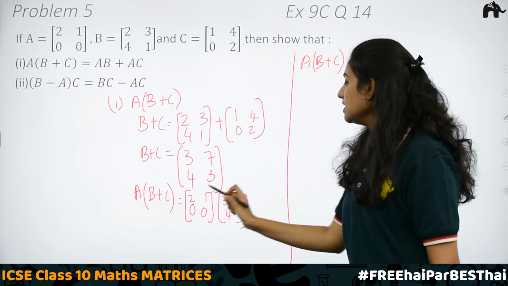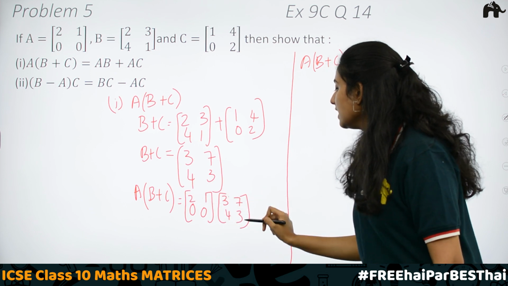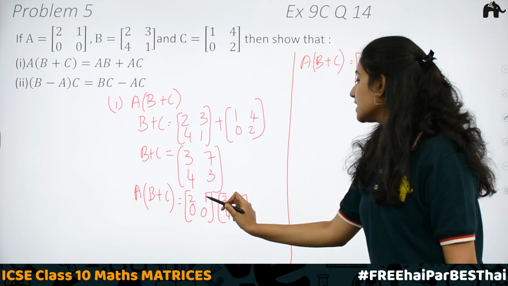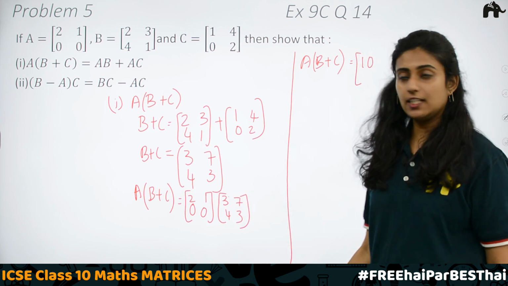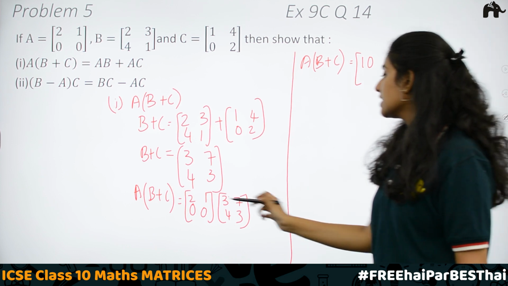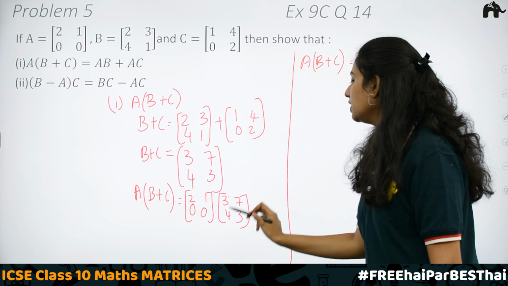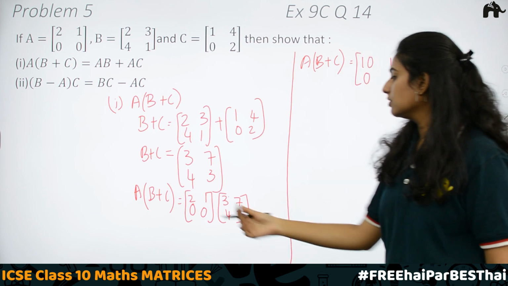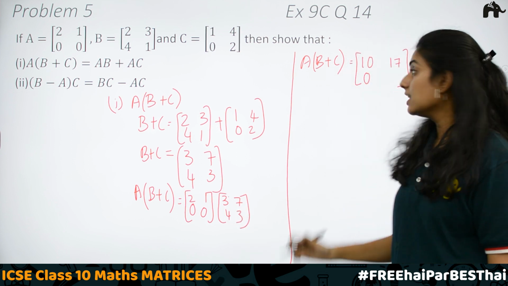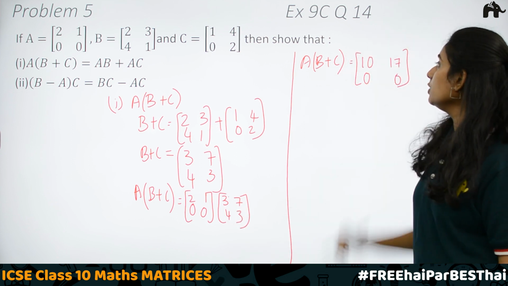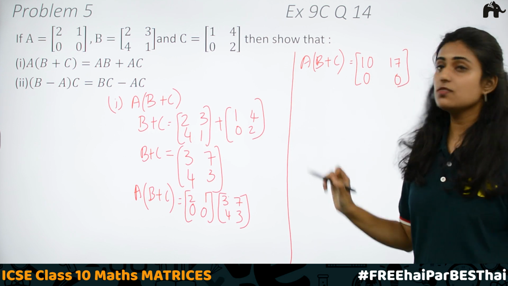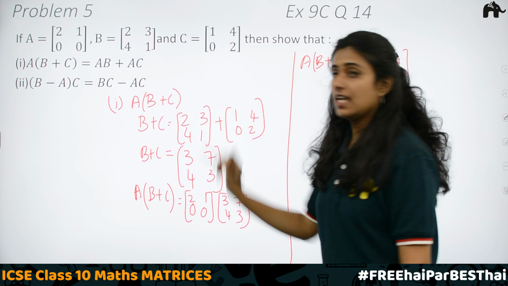Now the second element, first row and second column: 2 into 7, 14, plus 1 into 3, 3. We get 17. 14 plus 3 is 17. Next, 0 into 3 plus 0 into 4, that is 0. Next, again 0 into 7 plus 0 into 3 is 0. We got A into B plus C is equal to 10, 17, 0, 0.